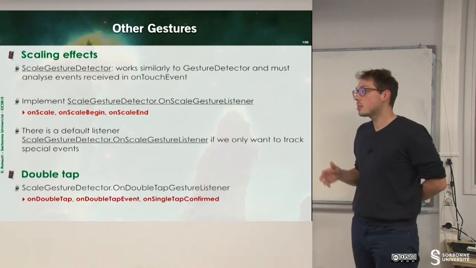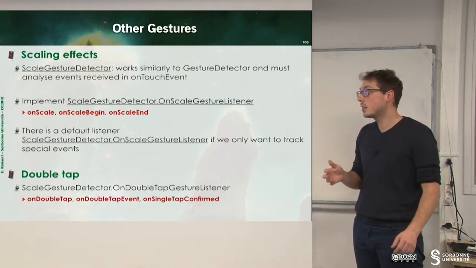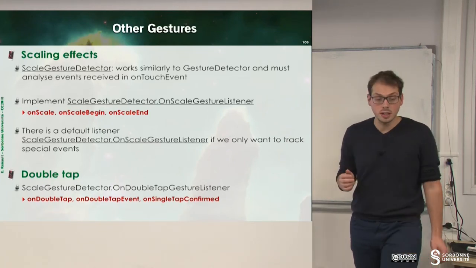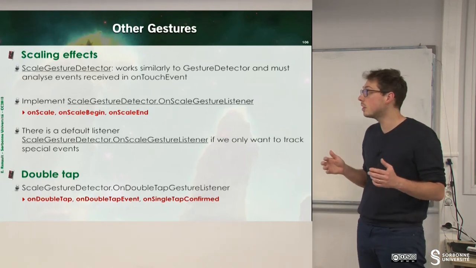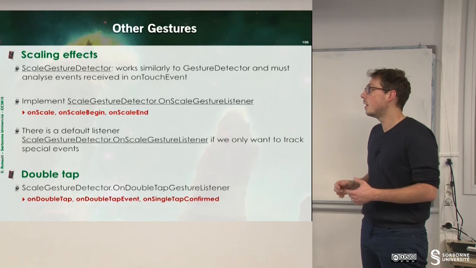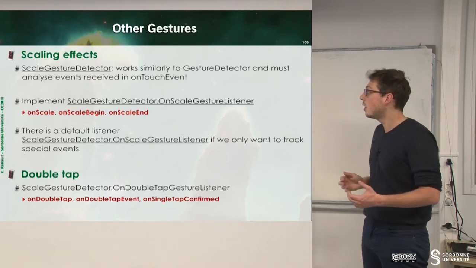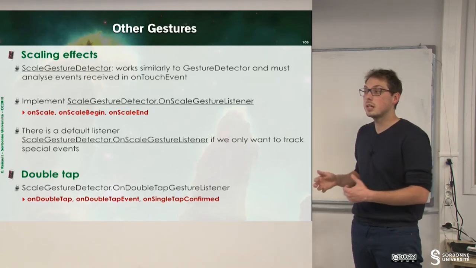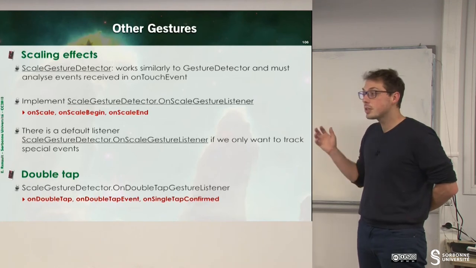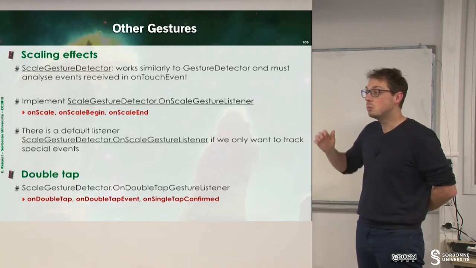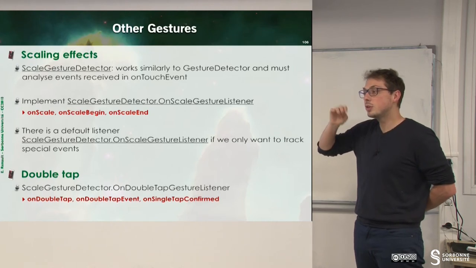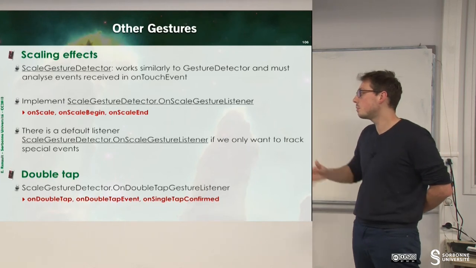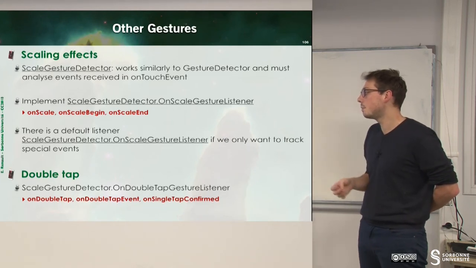So this is for simple gestures. You may want to target a scaling effect, and in this case you have to implement the ScaleGestureDetector, which works similarly to GestureDetector but for scaling. You have to implement the interface OnScaleGestureListener and implement the methods onScaleBegin, onScale, and so on. There is a default listener if you only want to redefine the necessary methods. In the same way, if you want to capture double tap, you can just implement OnDoubleTapListener, and so on.